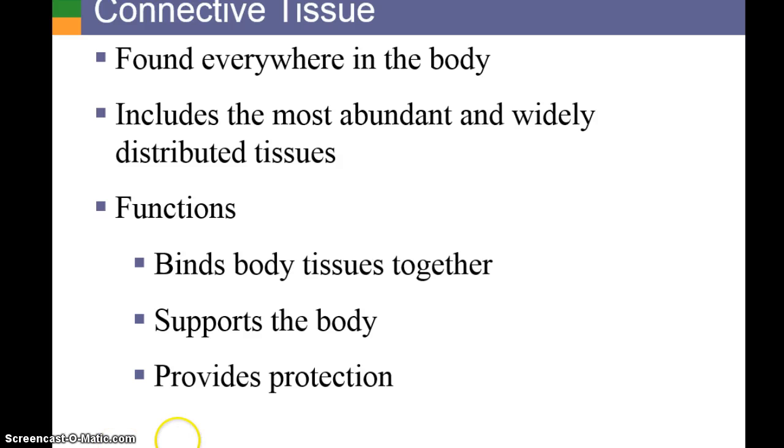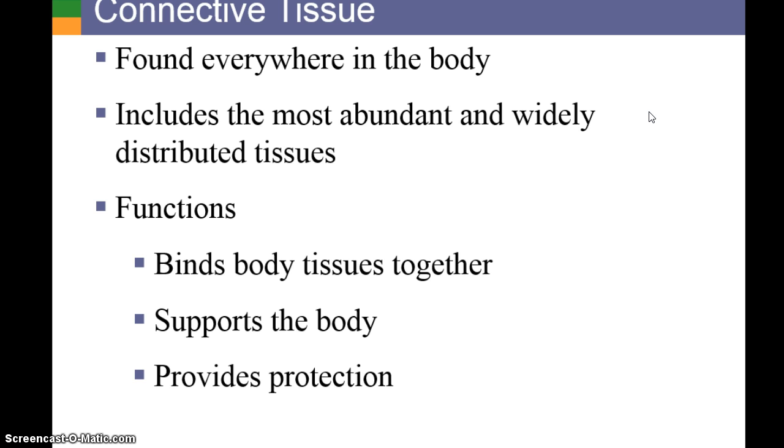Connective tissue. Bubble A, we know connective tissues are found everywhere in the body. So bubble A, those are found everywhere in our body. Bubble B, we know that these include the most abundant and widely distributed tissues. So they're very prevalent within our body. So connective tissues are very abundant and widely distributed throughout our body.